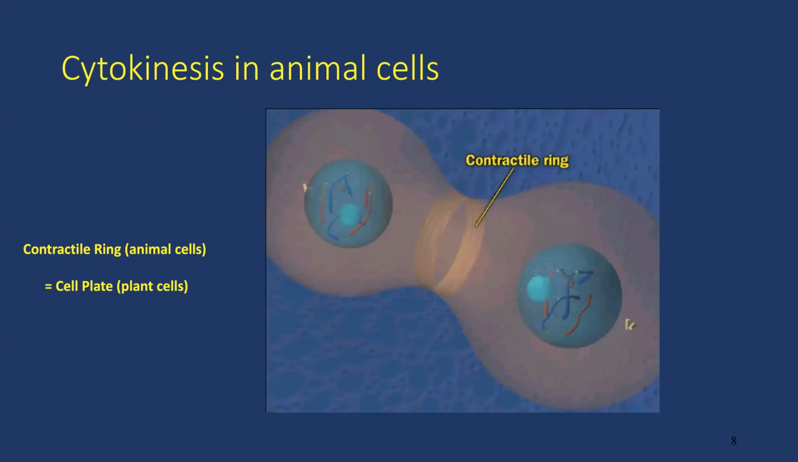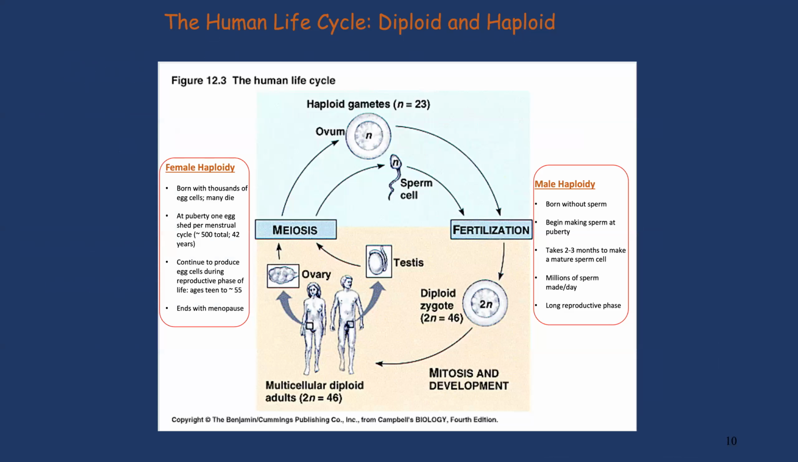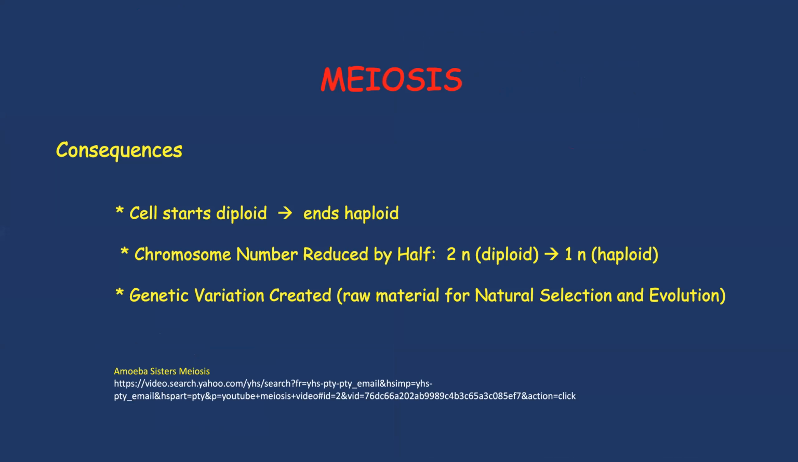All right, so then we contrast that with meiosis. So what are the consequences of meiosis? It starts with a diploid cell, just like in mitosis, but it ends up haploid. It ends up with half the number of chromosomes that it started with. And it achieves that by going through not one, but two cell divisions. So the chromosome number is reduced by half, from 2n to 1n.